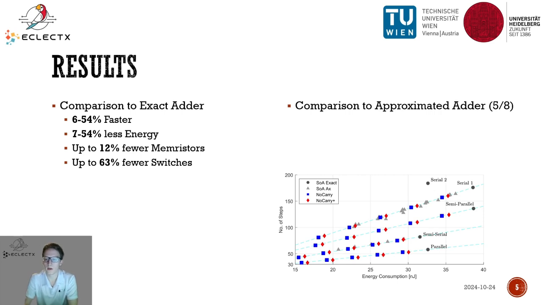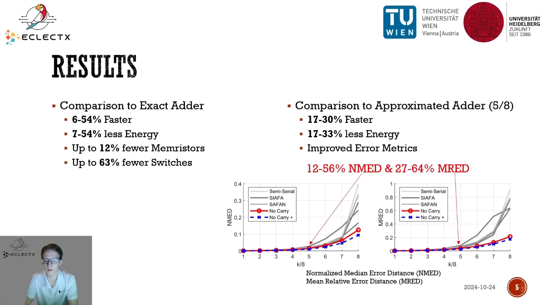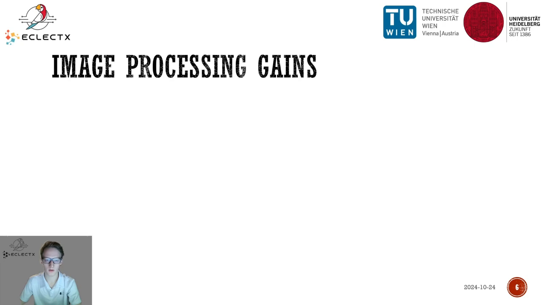If we compare now to other approximated adders at an approximation degree of 5 out of 8, then we are 17 to 30% faster and 17 to 33% less energy is required for our approach. We are also able to improve error metrics such as the normalized and mean relative error distance. As you can see here, for example, at an approximation degree of 5 out of 8, we're up to 56% and 64% more accurate. So let's now have a look at the image processing gains that we were able to achieve.